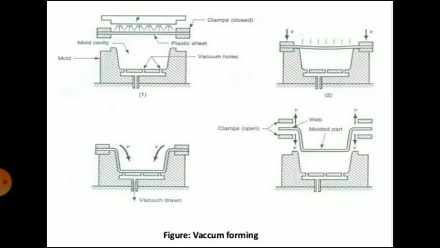So first step, a piece of plastic sheet is clamped into the frame. You can see at the top there is a clamp, then at the bottom you can see the mold, and in that mold holes are placed, that is called the vacuum holes, to create a vacuum inside the mold. So these holes are called the vacuum holes.